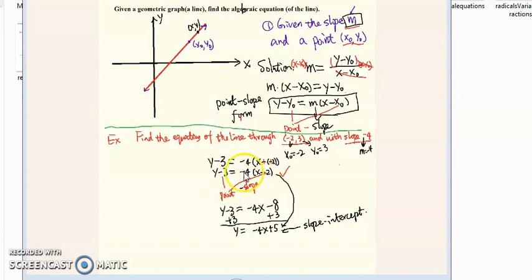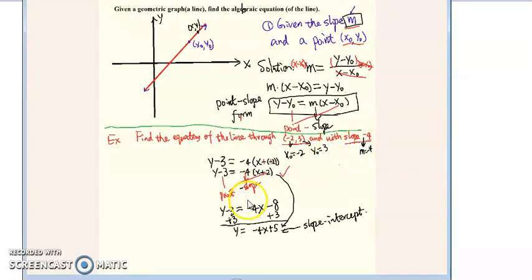But we can also do some algebraic work to get rid of parentheses by distributing, and to move the negative 3 to the right to get y by itself. This last form is equivalent to the point-slope form, but it's just in a different format. I mentioned that this is called slope-intercept form, and first we're going to explain why.